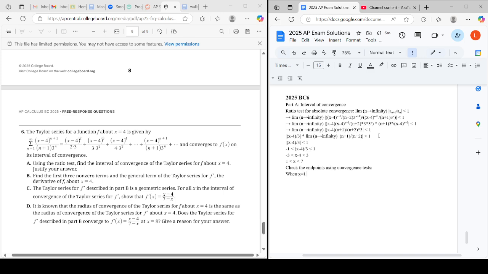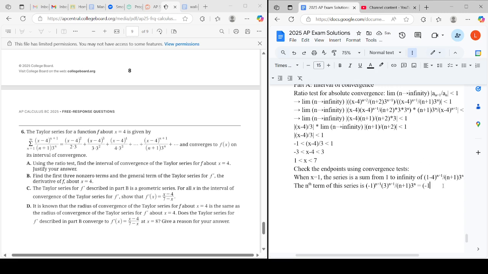When x equals 1, the series is the sum from 1 to infinity of 1 minus 4 to the n plus 1 over n plus 1 times 3 to the n, or negative 3 to the n plus 1 over n plus 1 times 3 to the n. The nth term of this series is negative 1 to the n plus 1, so it's an alternating series, which equals negative 1 to the n plus 1 times 3 over n plus 1.